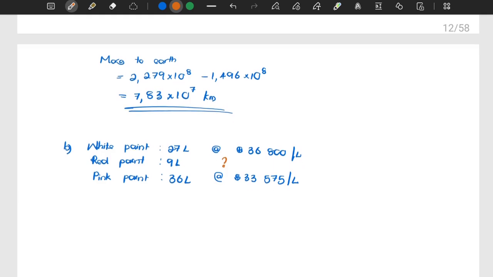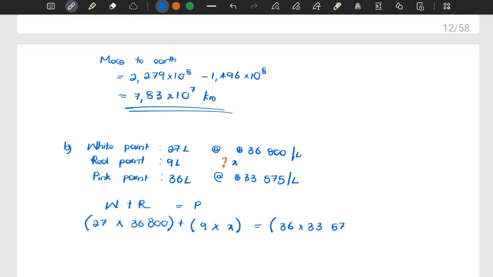So when we think about it, we know that white plus red is what gave us the pink. When we look at the cost, because that's average cost, we mixed 27 liters times $36,800 to find the total cost, plus red, which was 9 liters times, let's say, x, which we're trying to find, the cost per liter. That should give us the pink, and the pink is 36 times 33,575.